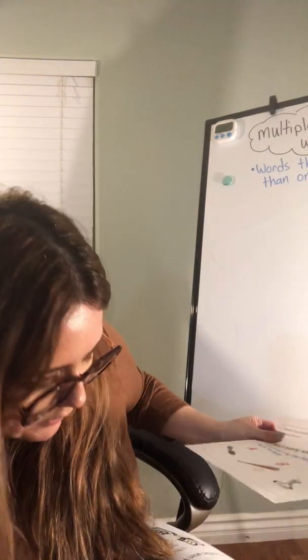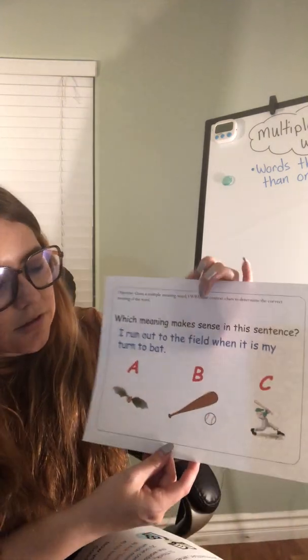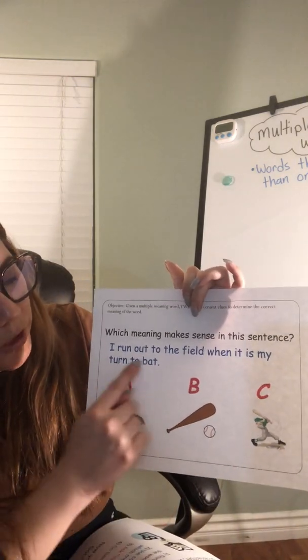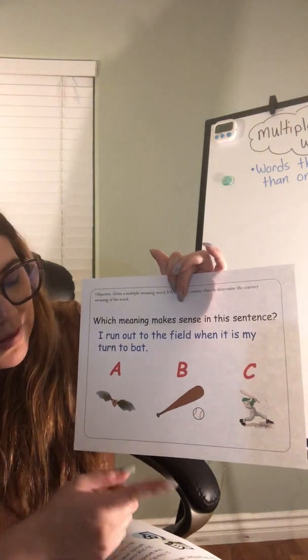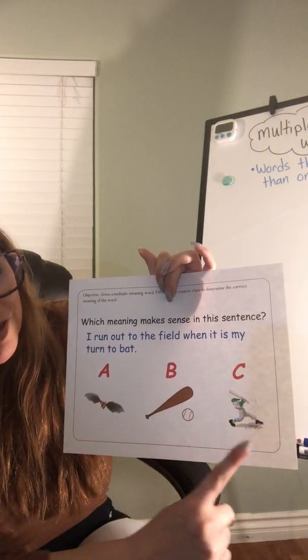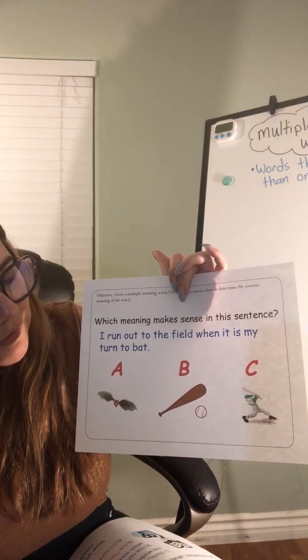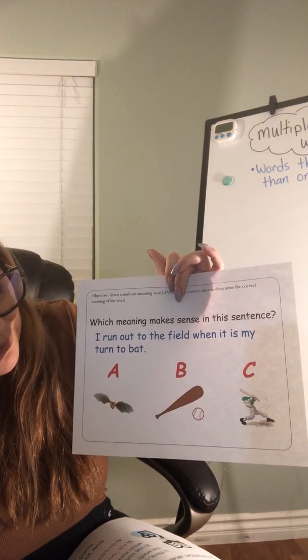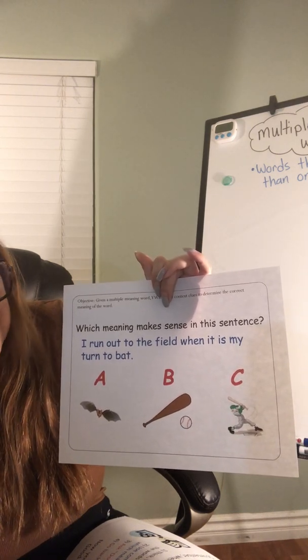So now I'm going to read you a sentence and you're going to decide which bat is correct. I run out to the field when it is my turn to bat. Is it A, B, or C? I run out to the field when it's my turn to bat. Use your clues in the sentence.